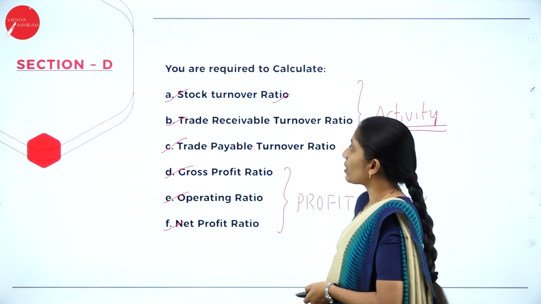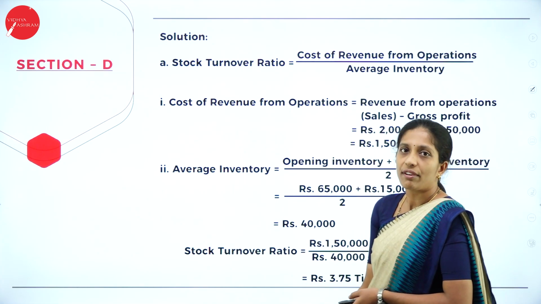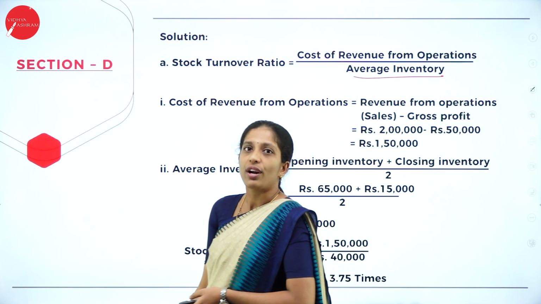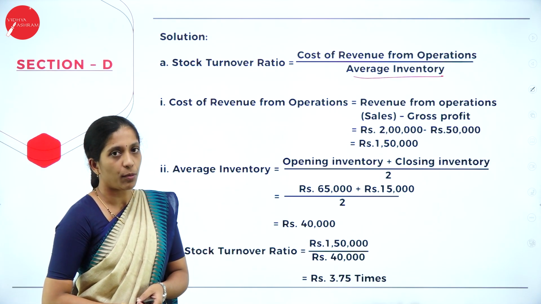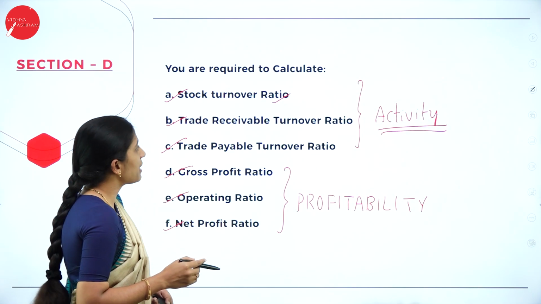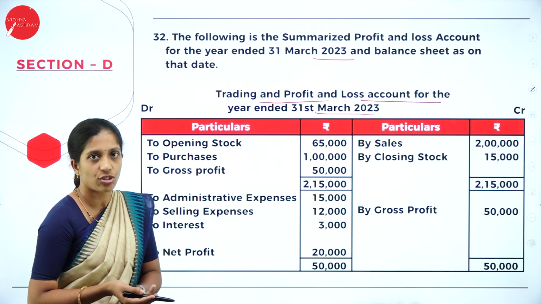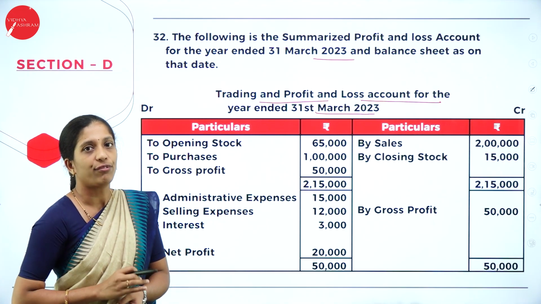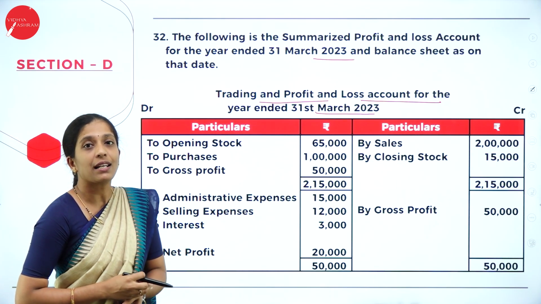Now, we shall first see what the stock turnover ratio is. Your formula: stock turnover ratio is equal to cost of revenue from operations divided by average inventory. Stock turnover ratio is also called inventory turnover ratio. Now, in the question, they have not given us cost of revenue from operations. If you see your trading and profit and loss account as well as the balance sheet, we don't know the cost of revenue from operations. So, how to calculate? There is an extra formula. Cost of revenue from operations is equal to revenue from operations minus gross profit.